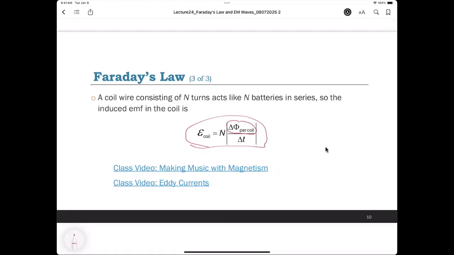This is just per coil: the magnetic flux change per coil in this time interval, and this is how many coils. Okay, this is for a coil consisting of n turns. And then we can get the induced EMF using this equation.